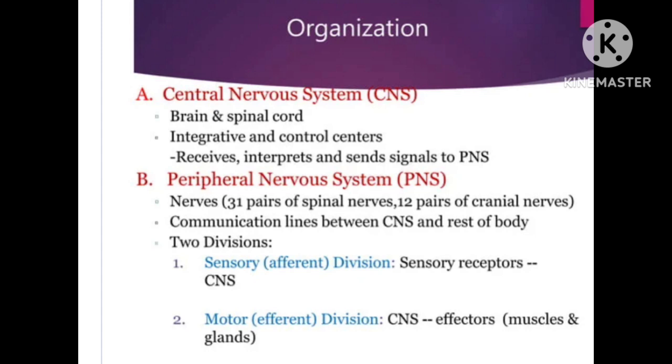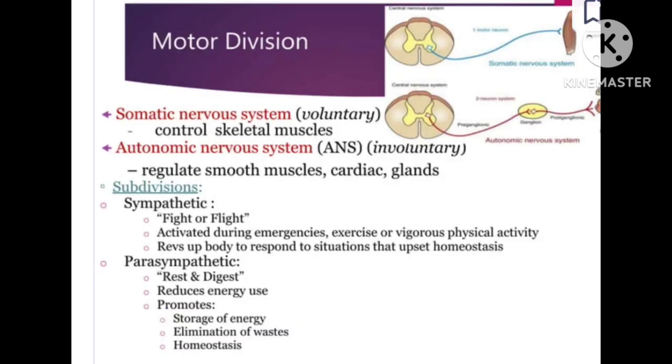So sensory has sensory receptors and motor has motor receptors. The next is the motor division: somatic nervous system and autonomic nervous system. So the somatic nervous system controls voluntary actions, it controls skeletal muscles. Okay, and the autonomic nervous system controls involuntary actions and it regulates smooth muscles, cardiac muscles and glands.